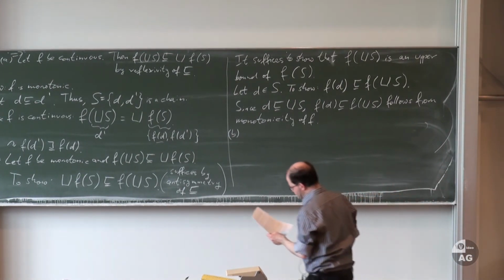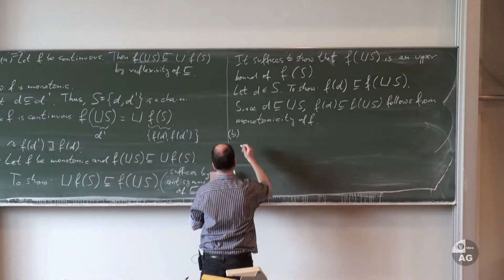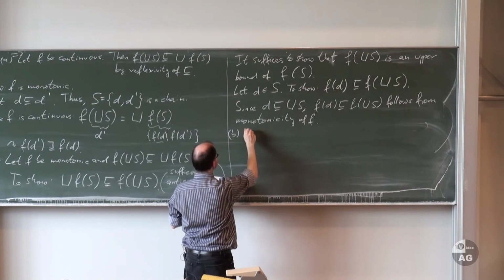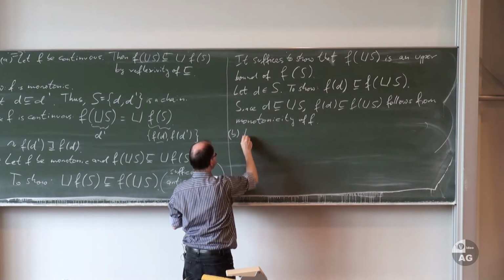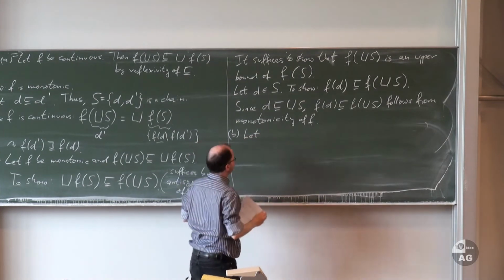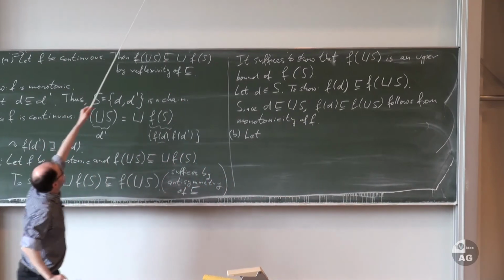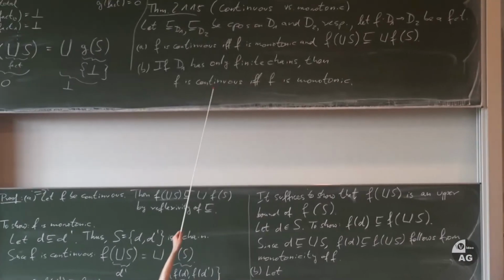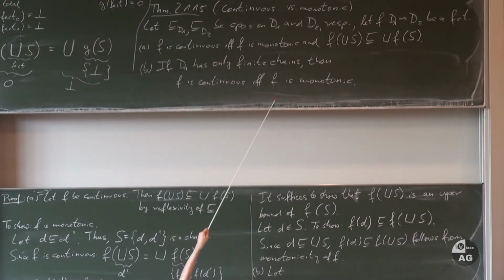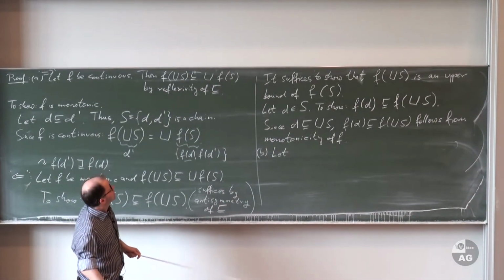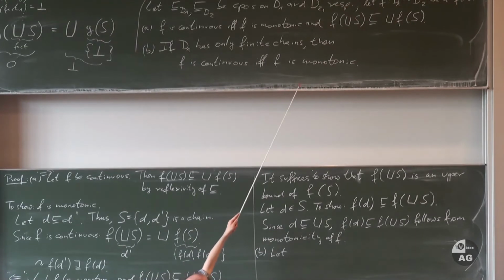And why is it true? So if we have just finite chains and a monotonic function, the direction from continuity to monotonicity follows from A. So if it's continuous, then it's also monotonic. We've shown in A that this always holds, no matter whether chains are finite or non-finite. So the only interesting direction is the other direction, from monotonicity to continuity.